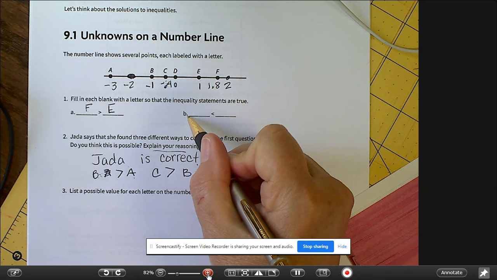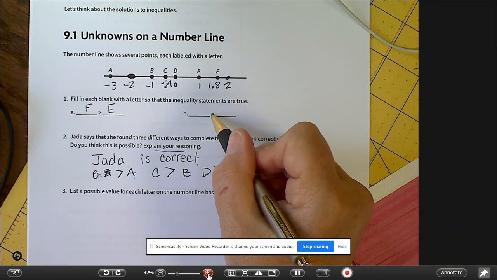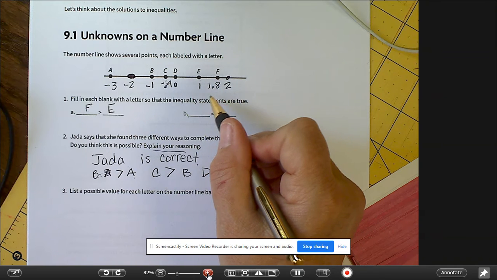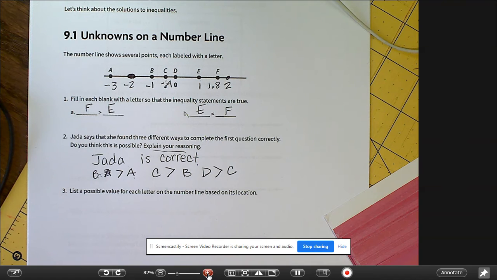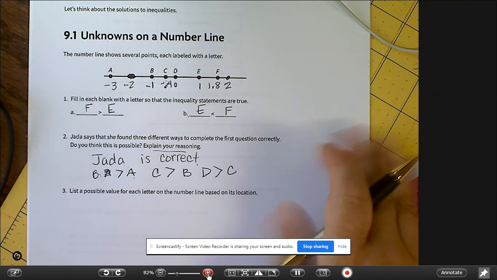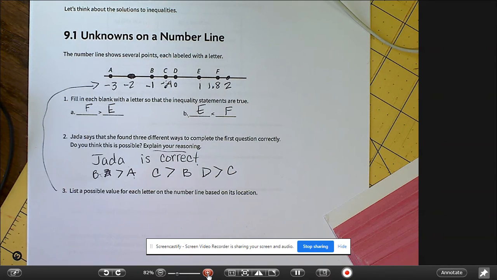I forgot to do this one. So something is less than something would be, you could say E is less than F. All right, number 3, list, that's what we did here. So you can just put an arrow there.